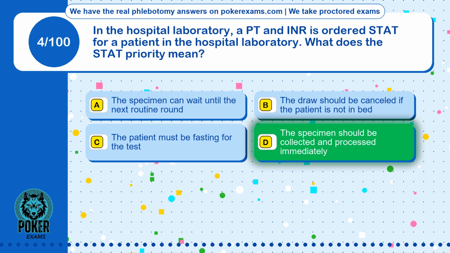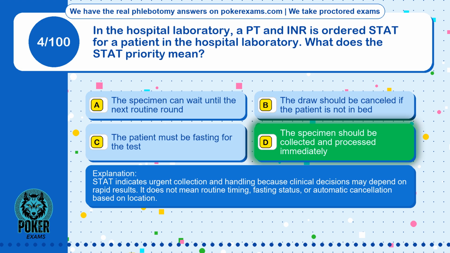The correct answer is option D. The specimen should be collected and processed immediately. Stat indicates urgent collection and handling because clinical decisions may depend on rapid results. It does not mean routine timing, fasting status, or automatic cancellation based on location.